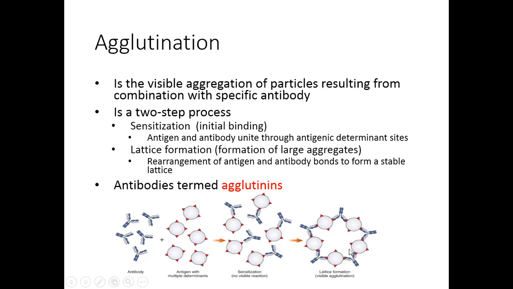And we know now how lattice formation happens, so I'm not going to spend time doing that, but we're going to remind ourselves that lattice formations are stable and they don't break apart very easily. And as I said, antibodies that are involved in the reaction with these large antigens on particles like red cells or bacteria are called agglutinins. But in reality, it's just a fancy word for an antibody.